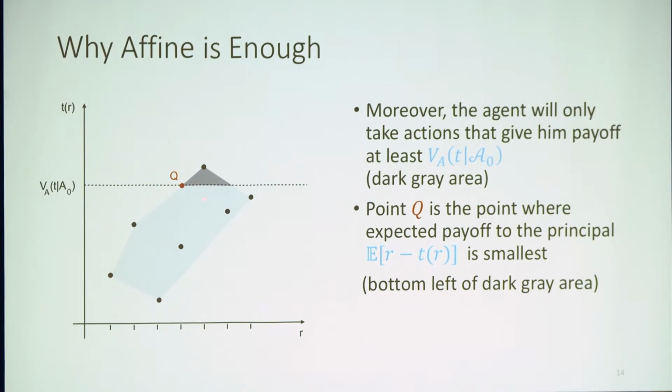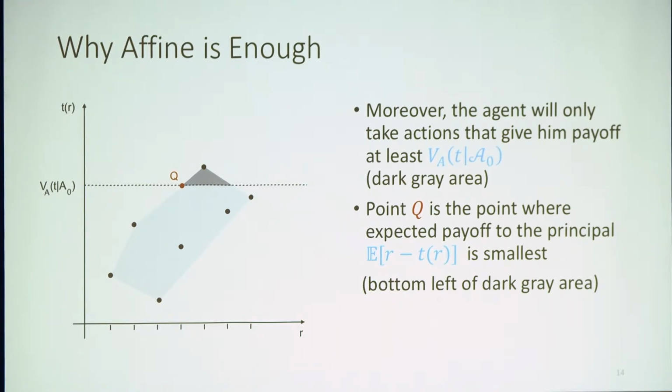And now in this dark gray area, let me switch to the principal's perspective. What's the point in this dark gray area that's worst for the principal? Recall the principal is trying to maximize reward minus transfer. So that's a 45-degree angle. Level sets will be orthogonal to this. So except in degenerate cases, it will be the lower left corner of this area, the point Q.